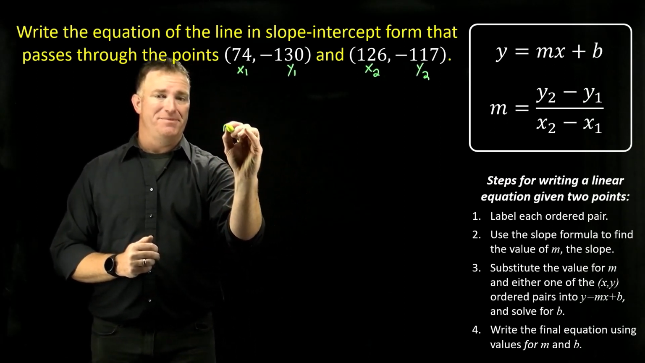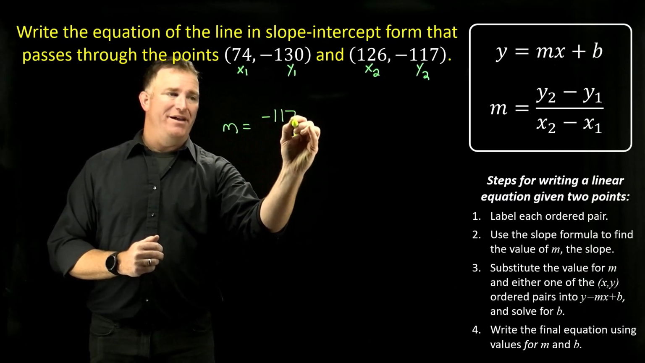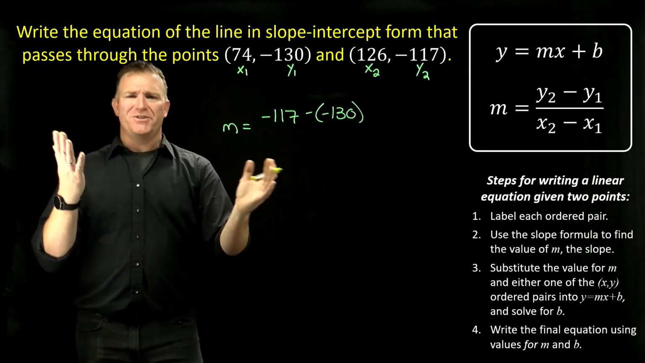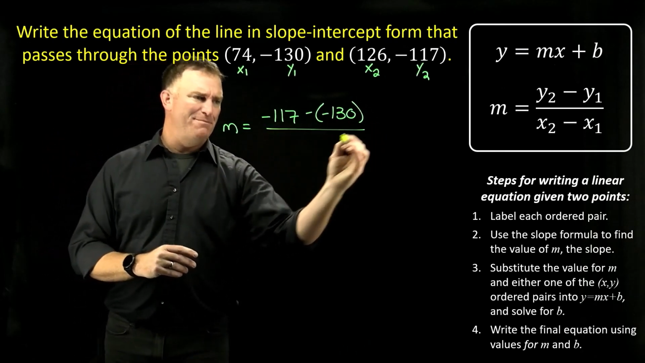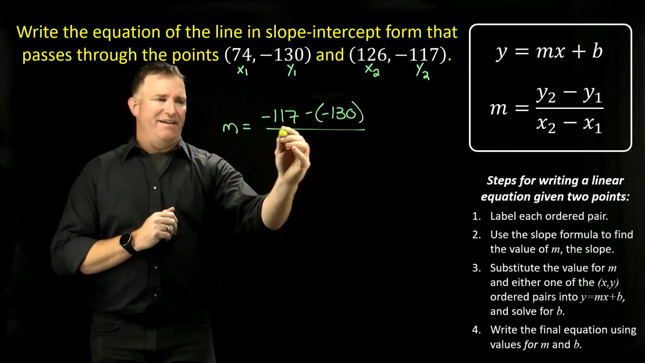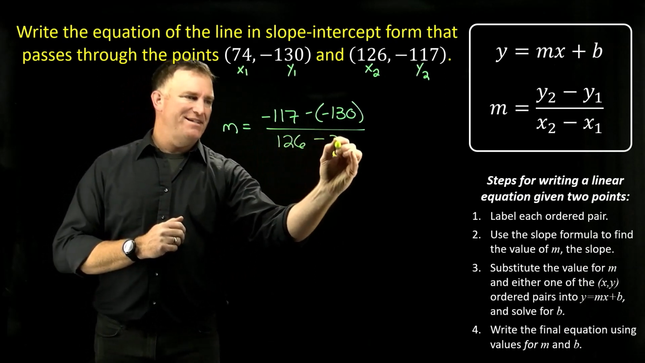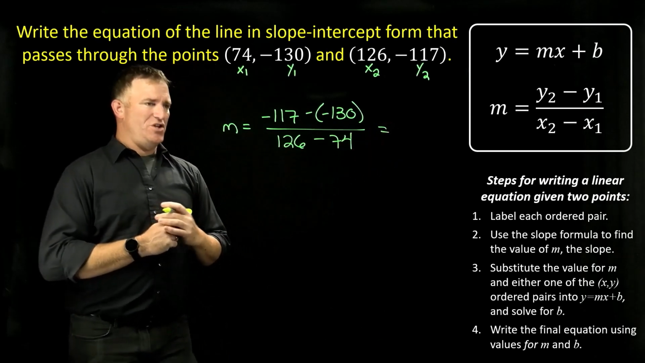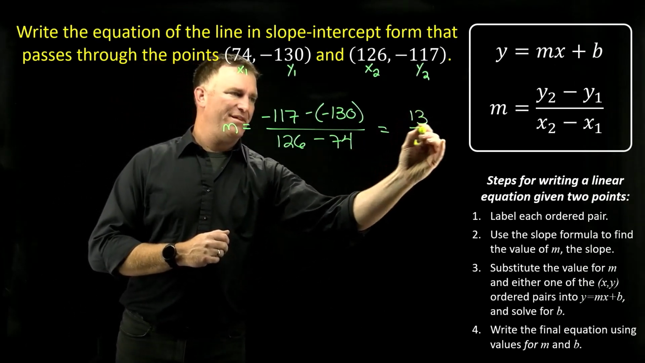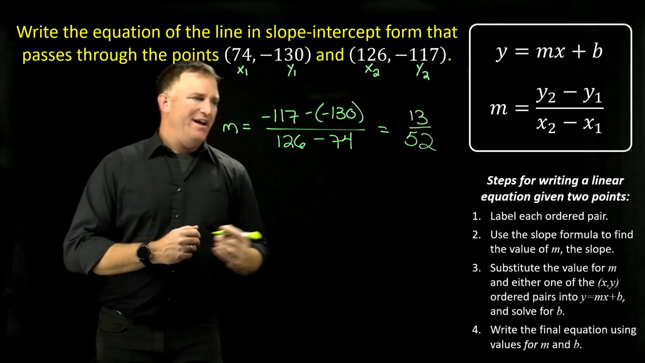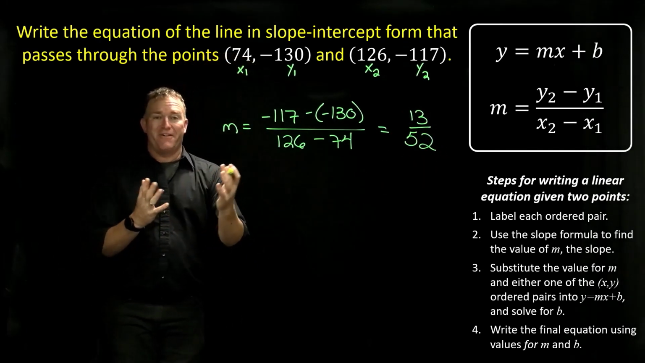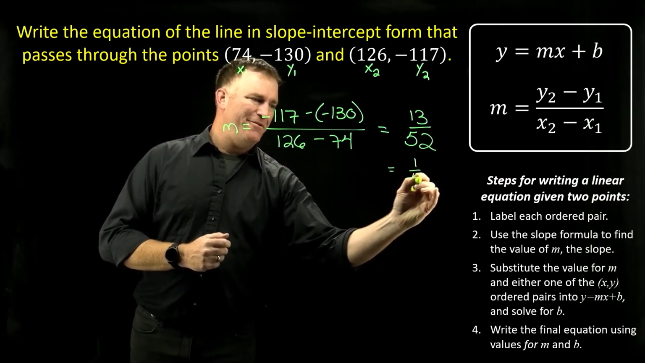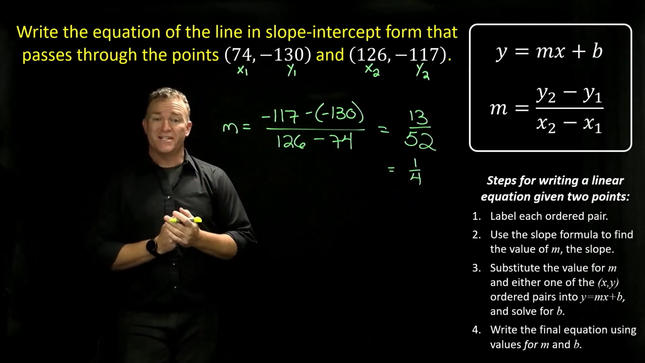So I know that the slope is y2 minus y1. So I will subtract negative 130, remembering to use parentheses where I need to just to help me keep all my negatives straight. And then 126 minus 74 in the denominator. And let's see, that simplifies to 13 on the top, 52 on the bottom, and fortunately that fraction simplifies for us too. The simplified version of that fraction is just 1/4. So now I know my slope is 1/4.